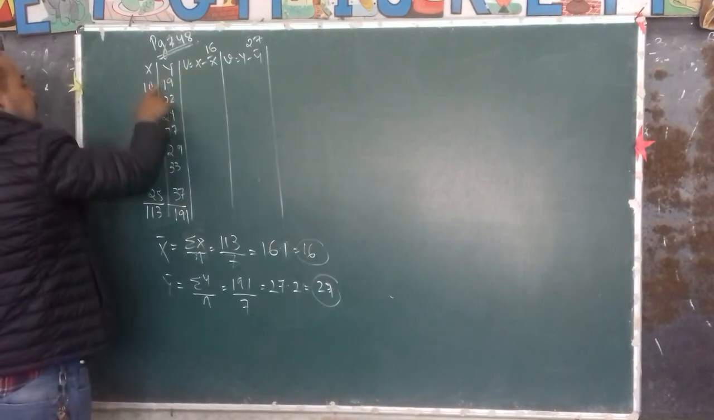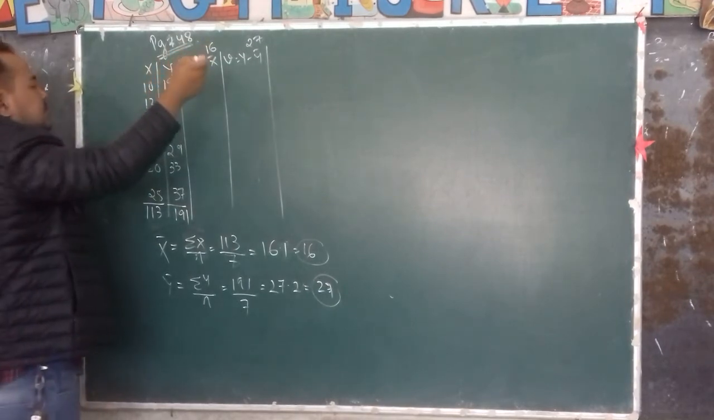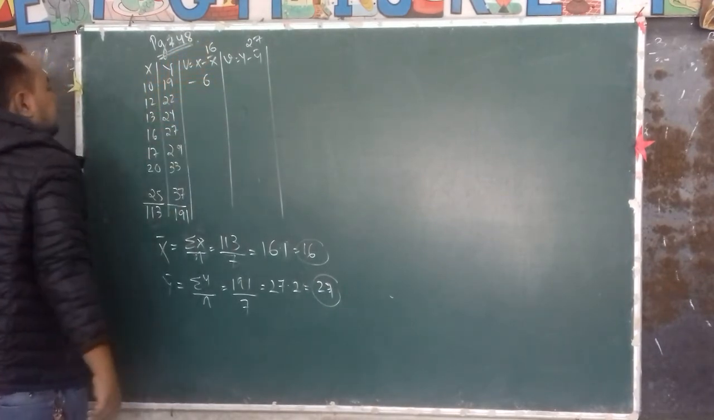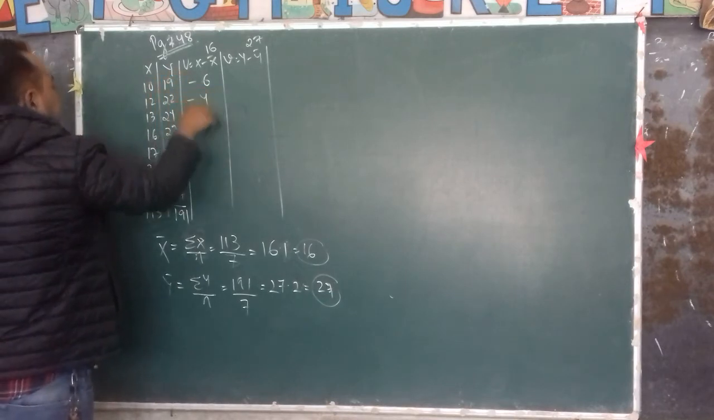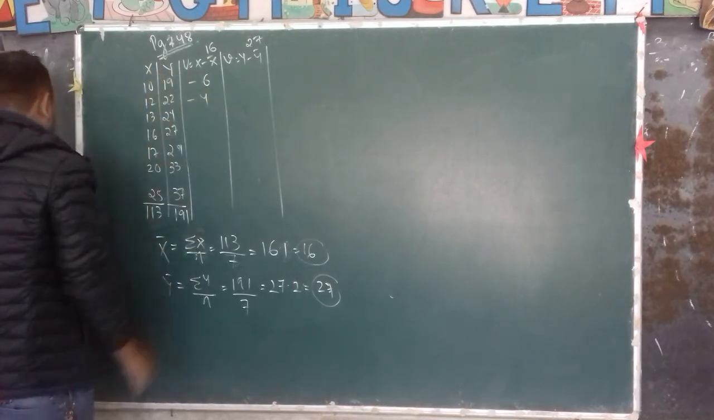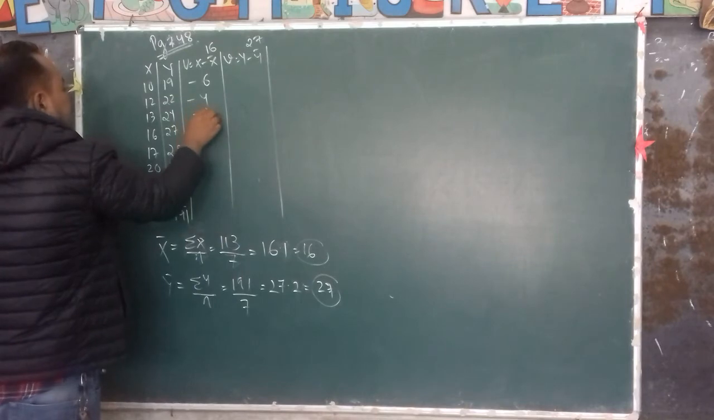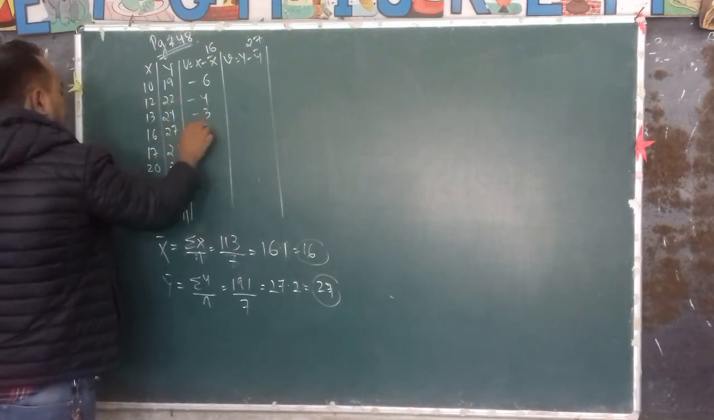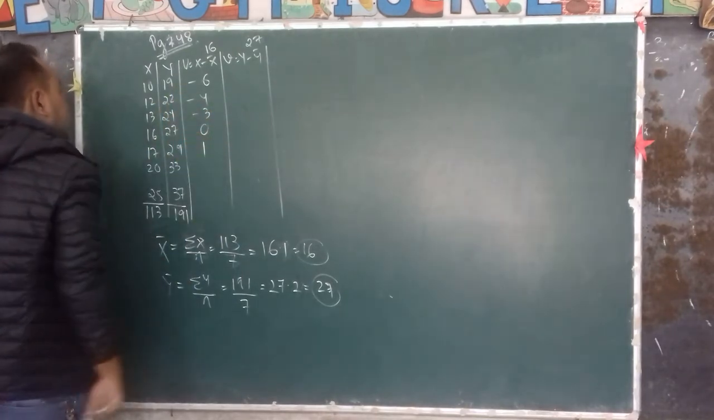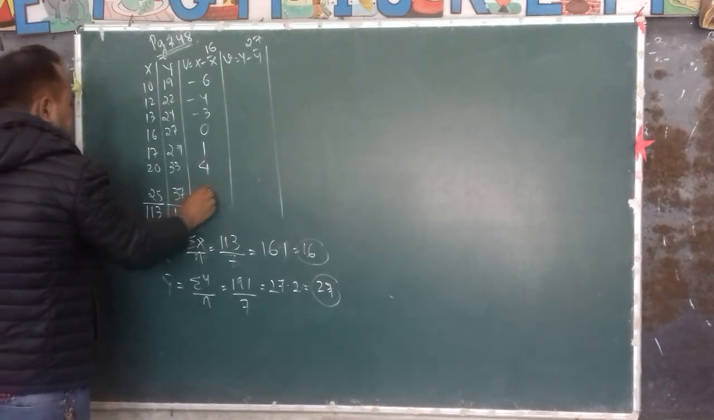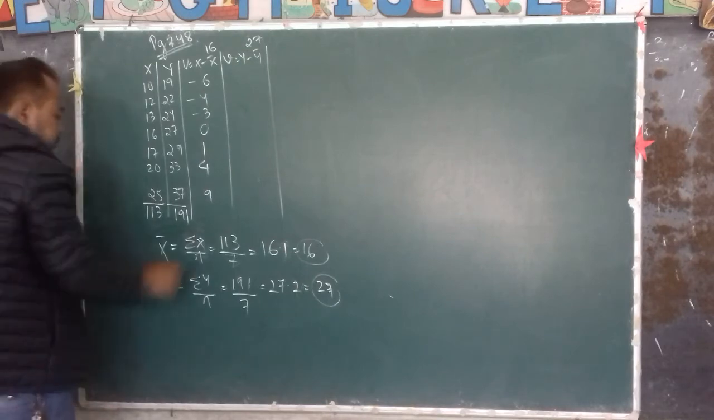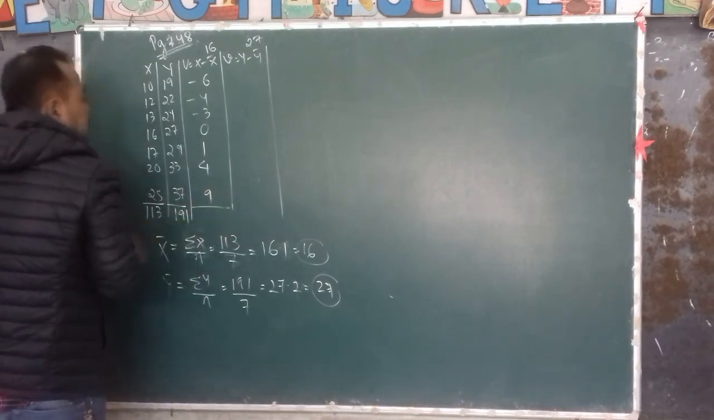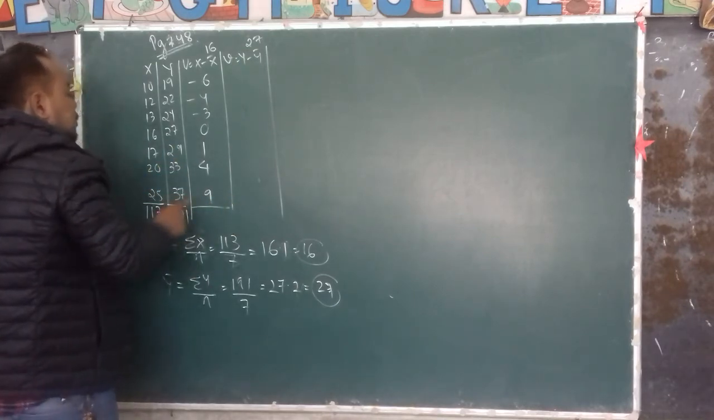So what is the first value of x? It is 10. So 10 minus 16 is minus 6. 12 minus 16 is minus 4, and so on. 13 minus 16 will give you minus 3. 16 minus 16 is 0. 17 minus 16 is 1. 20 minus 16 is 4, and finally 25 minus 16 will give you 9. So you need to add this also, because the formula which we are going to use, we will be needing this.